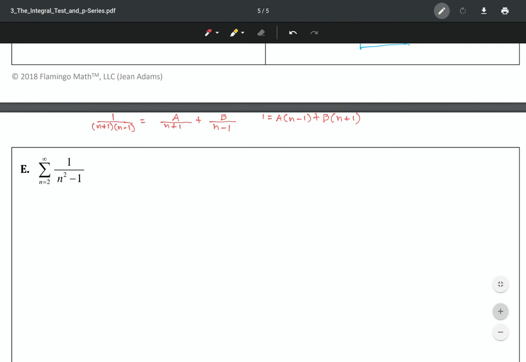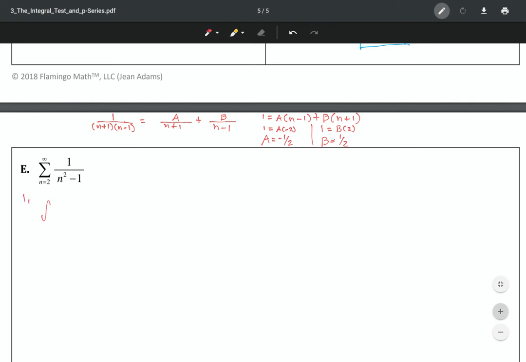Okay. So let's see, if n was negative 1, that would leave us with 1 is equal to a times negative 2. So a is equal to negative 1/2. And on this side, if I make n equal to 1, this would be b times 2, or b is equal to positive 1/2. Okay, so I'm going to rewrite this. I can rewrite it like this.